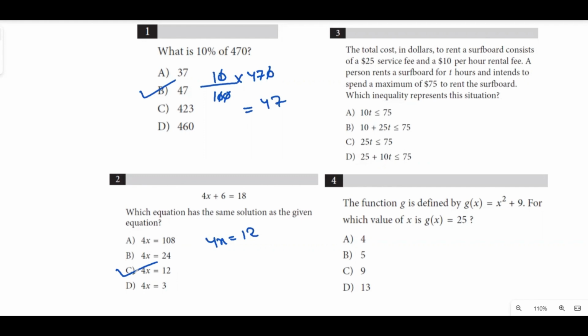Now our SAT is converted into a computer adaptive test. So the paper will vary as per the performance of each student. So these are the level 1, low level of questions. Now coming on to the third question.